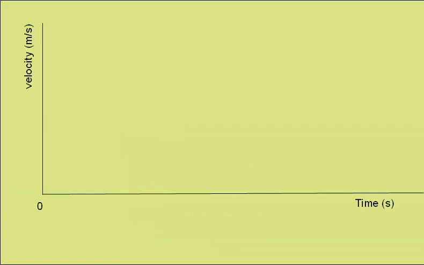Let's just look at that in the form of a graph. This is a velocity time graph of the parachutist's journey, and it would go something like this.